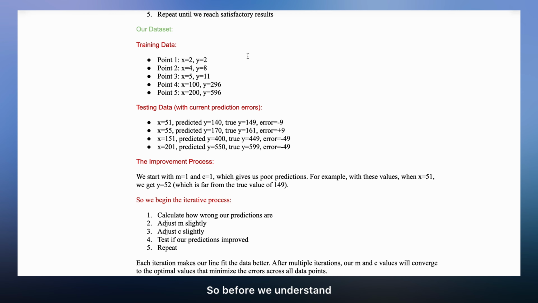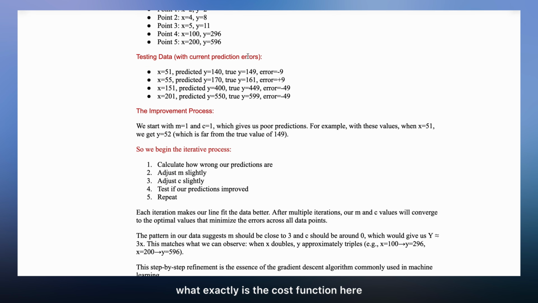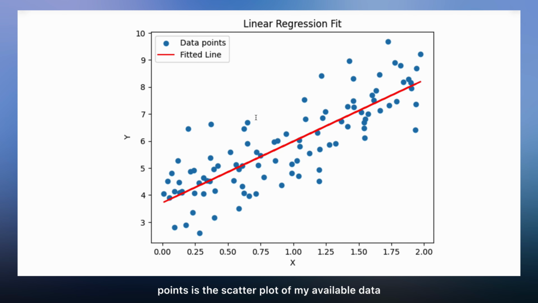Okay, so before we understand what exactly is training, we first have to understand what exactly the cost function is here. Let us formally describe the cost function. Now, before I describe the cost function or loss function, I want to talk about some common sense things. Let us assume that all of these blue data points are the scatter plot of my available data, right?